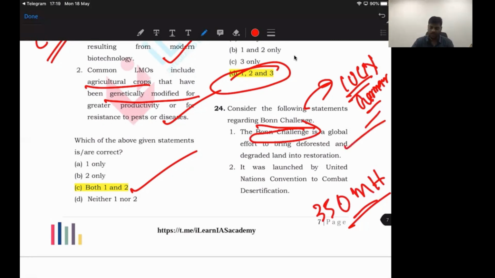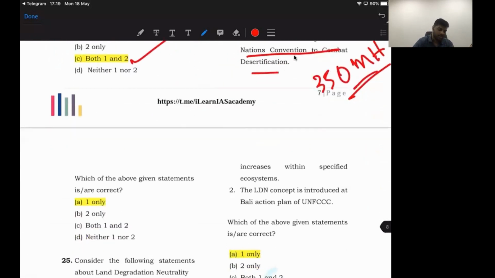The Bonn Challenge is a global effort to bring deforested and degraded land into restoration. It was not launched by UNCCD but by IUCN. Getting it? So this is a very interesting question. IUCN in the area of desertification. Getting it? So the 24th one, A is the correct answer. Have a look into it.